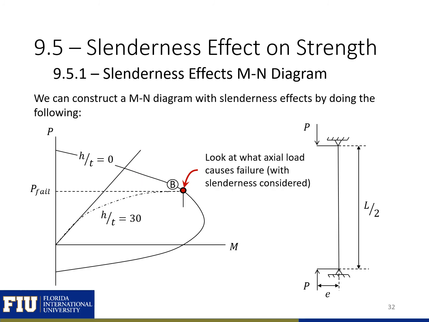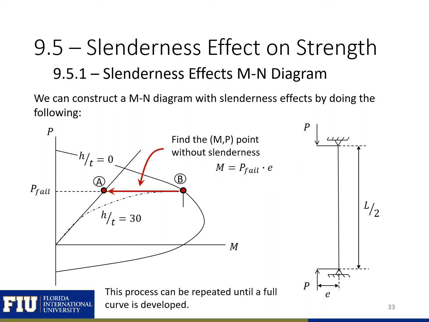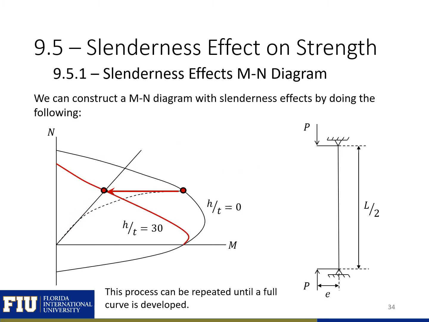To construct a moment axial load diagram with slenderness effects, we'll find the axial load that will cause failure with slenderness, and then we'll find where this failure load would line up, not considering slenderness. So P fail, or the load required here at B, we'll slide over here to our axial load without slenderness. And then we'll repeat this for multiple points to get a new moment axial load interaction diagram here. So here we have a moment axial load interaction diagram without slenderness in black, and then in red with slenderness effects considered.